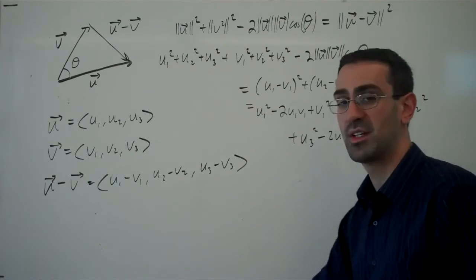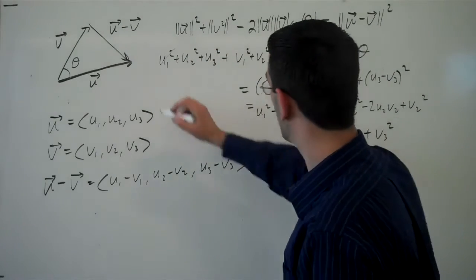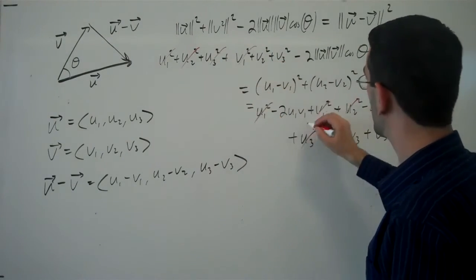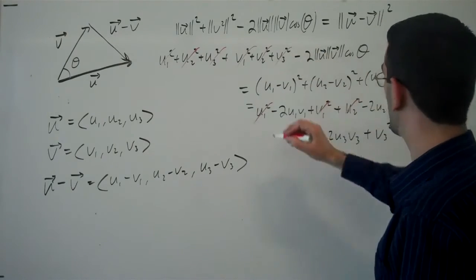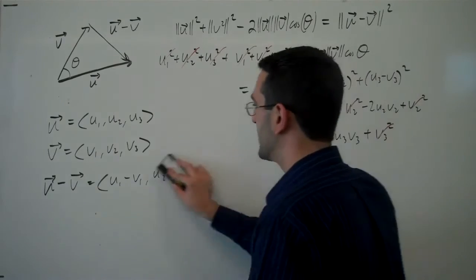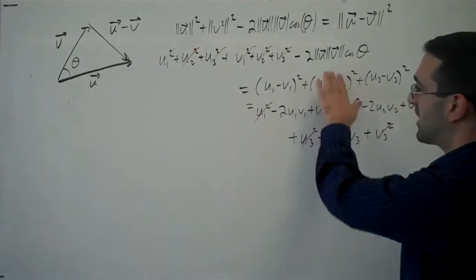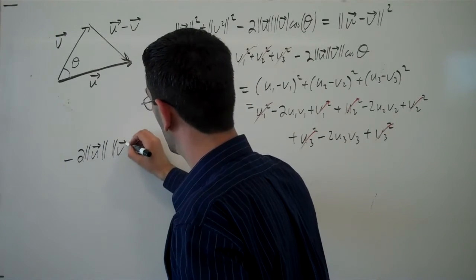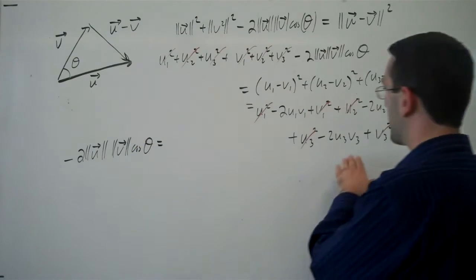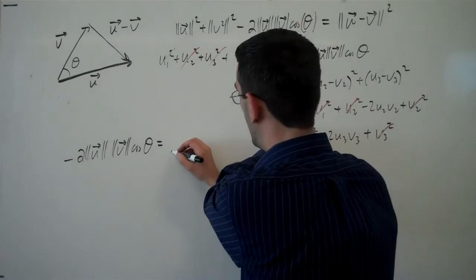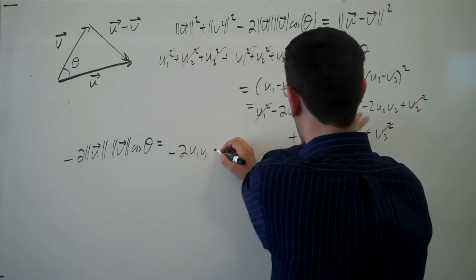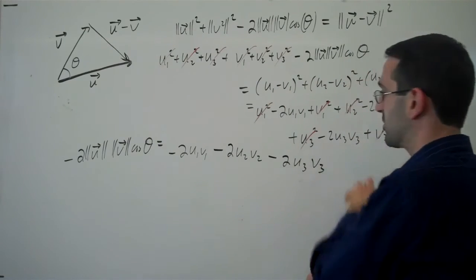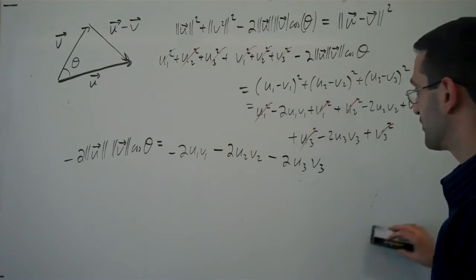Now notice we can do some canceling here. I can subtract a u1 squared from both sides, a u2 squared from both sides, a u3 squared, a v1 squared, a v2 squared, and a v3 squared. And after subtracting all of that, on the left, I'm left with negative 2 magnitude of u, magnitude of v, cosine theta. And on the right, I'm left with negative 2 u1 v1 minus 2 u2 v2 minus 2 u3 v3. Sorry for running all that together a little bit. Okay?